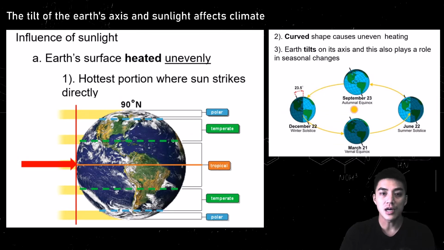The tilt of the Earth's axis, as well as the curvature of the Earth, affects its climate. The equator receives most of the direct sunlight, and the curvature of the Earth causes uneven heating of the Earth, which leads to weather patterns and things such as ocean currents and convection currents. And finally, the tilt of the Earth's axis causes seasonal changes in both hemispheres.